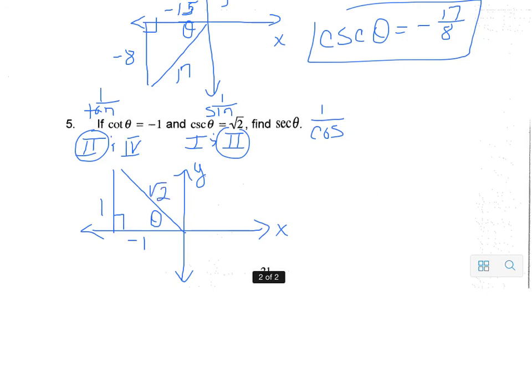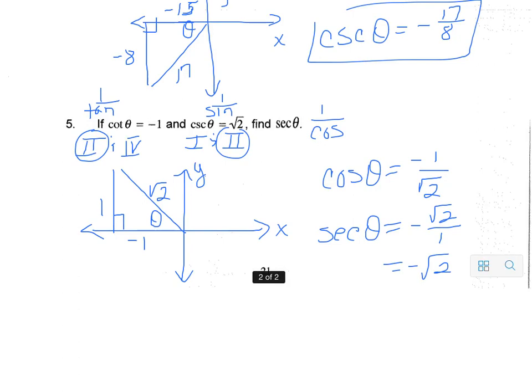Okay, so secant is 1 over cosine. So cosine of theta is adjacent over hypotenuse, which would be -1 over radical 2. So therefore, secant of theta would be negative radical 2 over 1, or negative radical 2. That was pretty easy. All right, see you in class tomorrow.